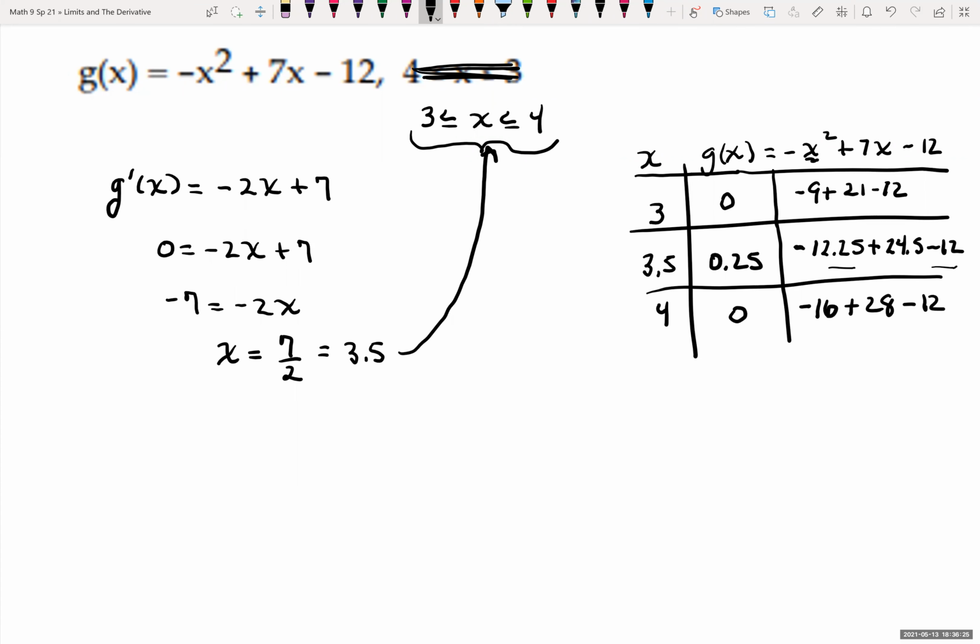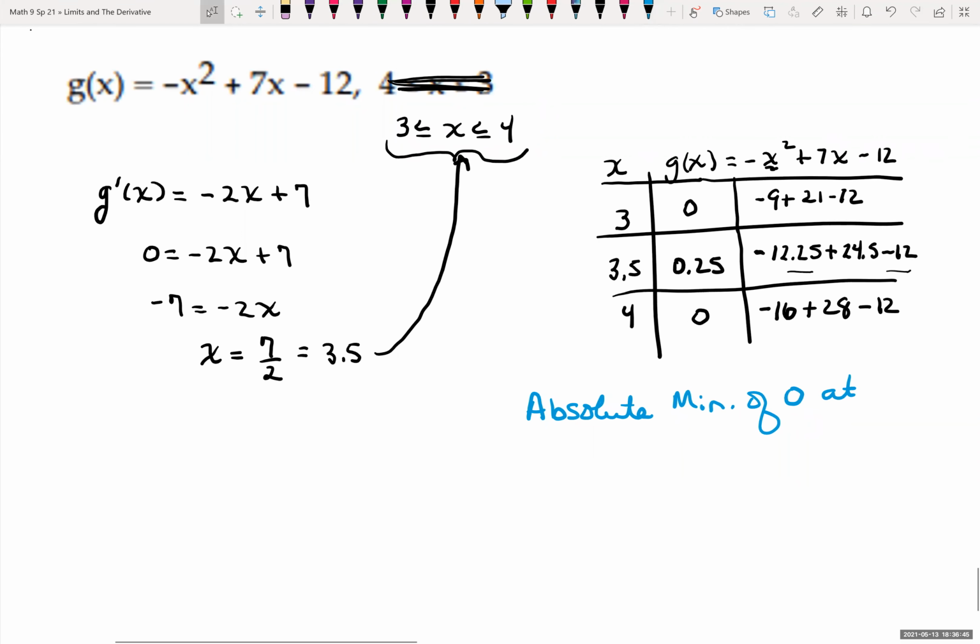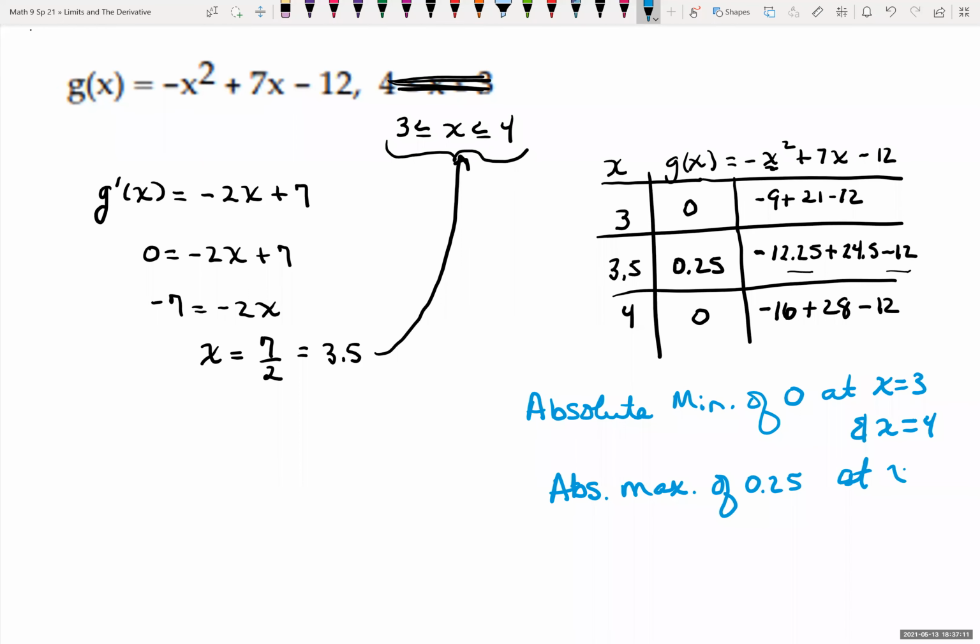So we're looking at the smallest y value that we get back. The smallest y value occurs twice, and that is at 0. So we have an absolute min of 0, and that occurs at x equals 3 and 4. And we have an absolute max. So the highest y value we get back is 0.25. And that occurs at x equals 3.5.